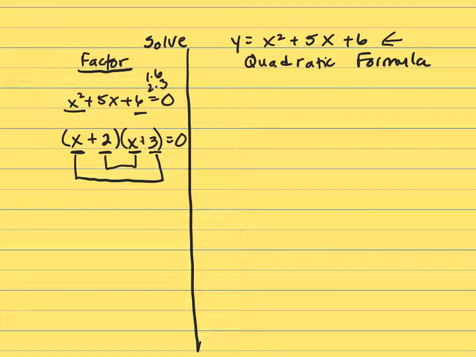Plus, plus. So we've got the x squared, we've got the 6. Multiply the insides, you get 2x. Multiply the outsides, you get 3x. And then if you combine those, you get 5x. So this is how you factor.